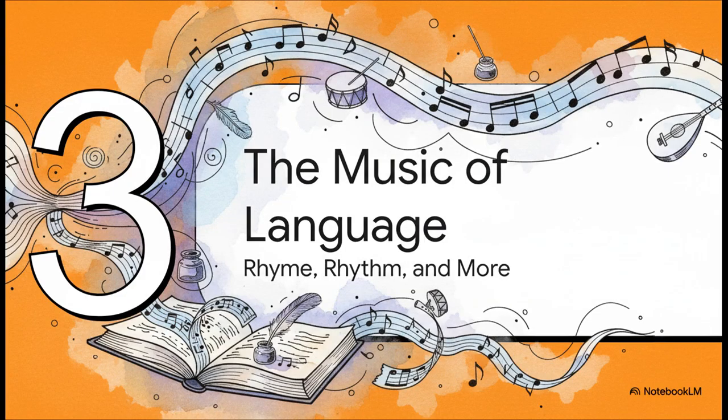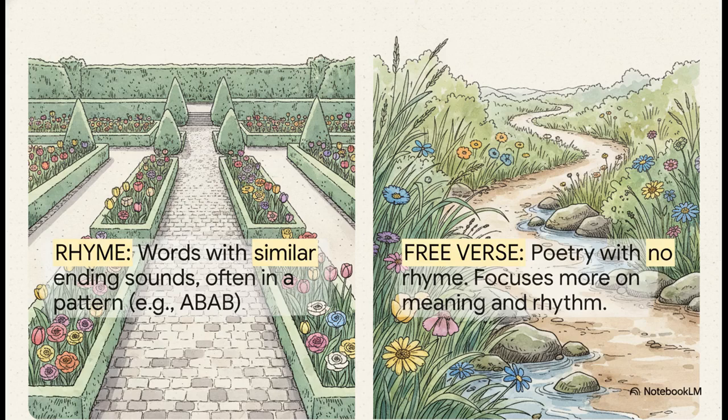Now for what might be my favorite part of the whole toolkit. Because poetry isn't just meant to be seen on a page, it's meant to be heard. It's an experience for your ears. So let's talk about the music of language. When we think of poetry, our brains usually jump right to rhyme, right? And yeah, a lot of poems use very structured rhyme schemes. But it's so important to know that a ton of modern poetry is actually free verse. That just means it doesn't rhyme at all, and it uses other tools to create its music.